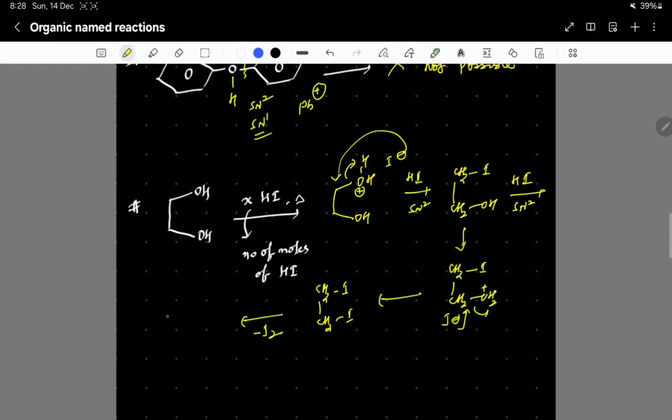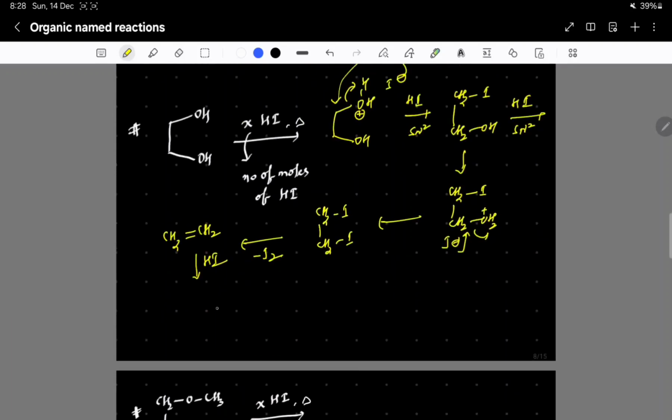Elimination process takes place. Then you will get CH2=CH2, right? Now look again, HI will react and we will get CH3CH2I also, possible, because I am giving HI. So like here, the number of HI required is 3. So please write the given options: 2 HI given, 3 HI given, 1 HI given.